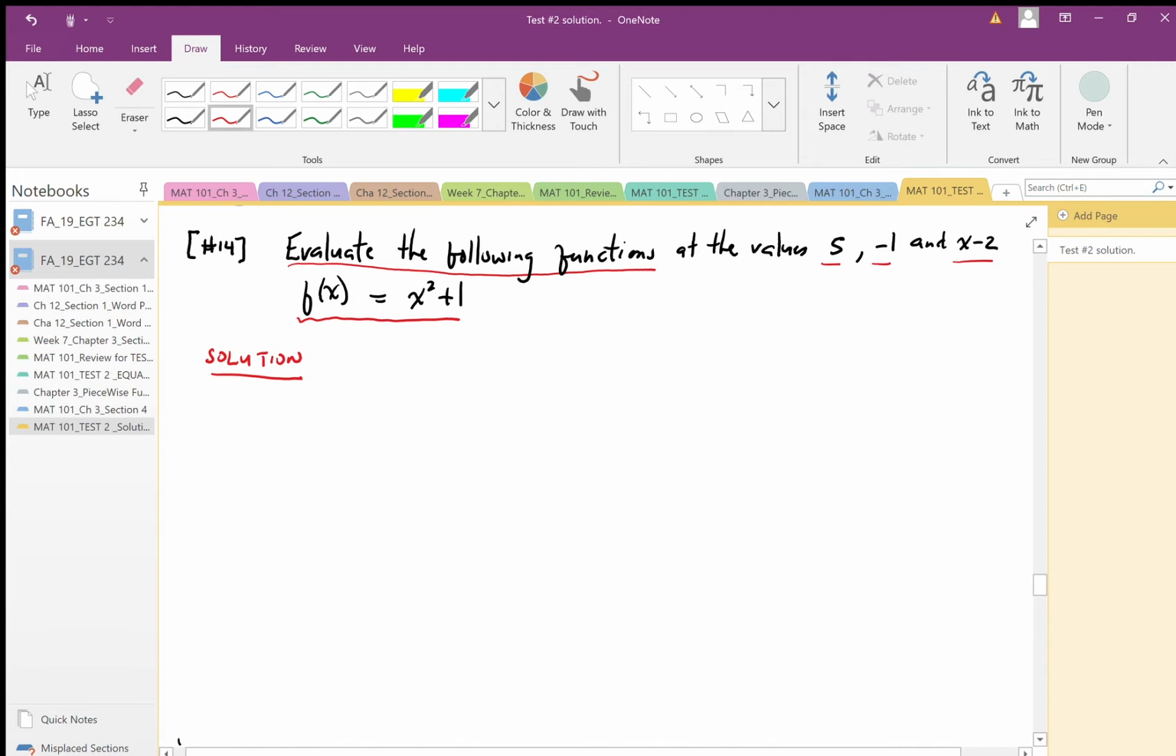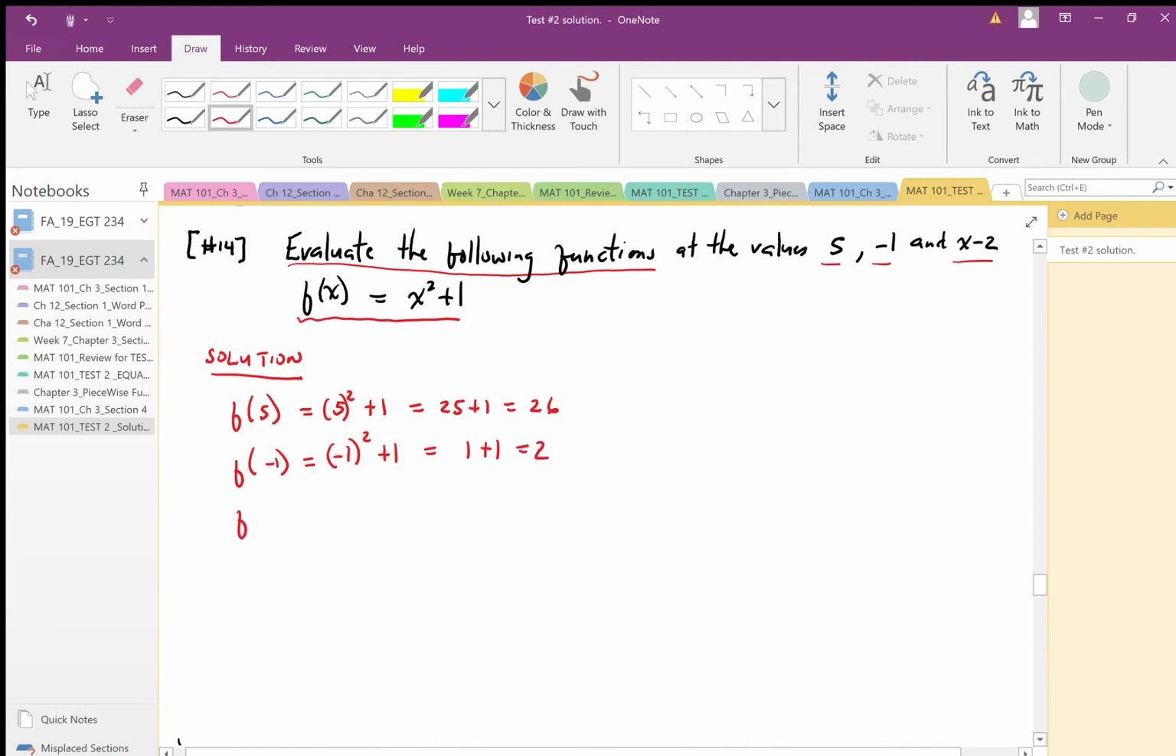So f of 5, meaning that wherever I see x, I'm going to put 5. It'll be 5 squared plus 1. That gives us 25 plus 1 equals 26. F of -1 equals -1 squared. In this case, it's a squared here. Plus 1 equals 1 plus 1 equals 2.